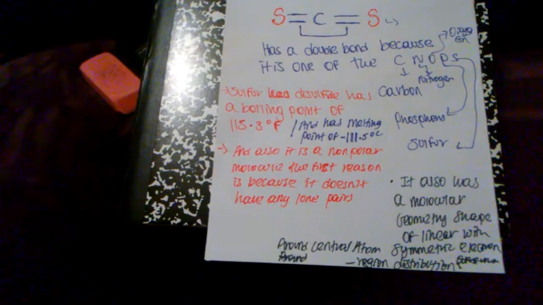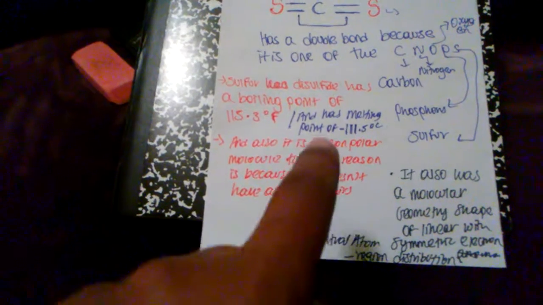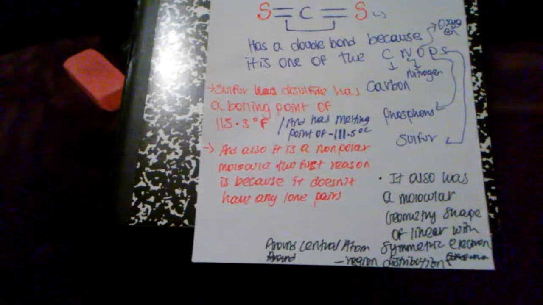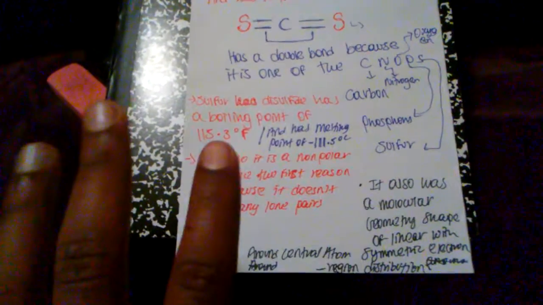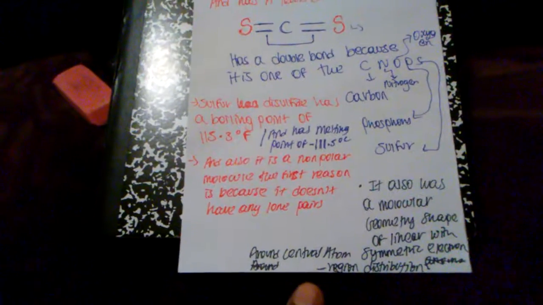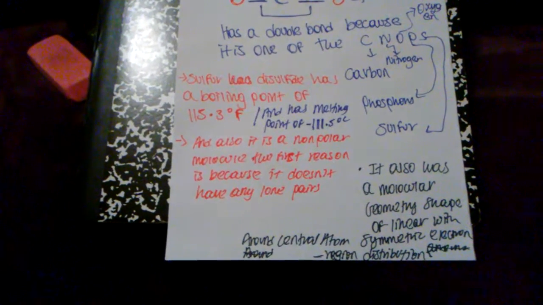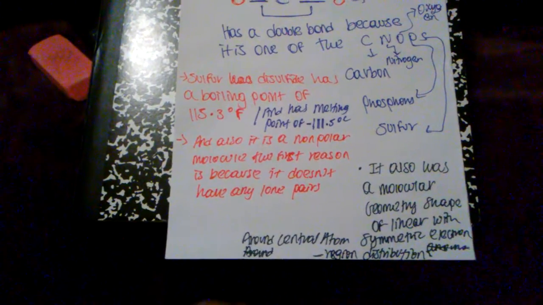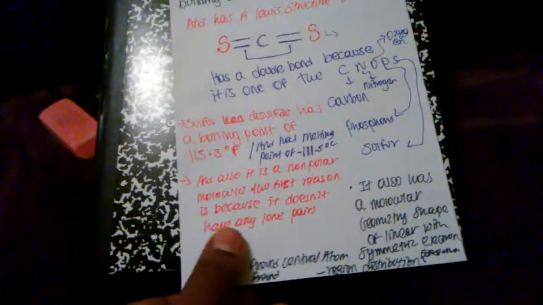Carbon disulfide has a boiling point of 115.3 degrees Fahrenheit and a melting point of negative 111.5 degrees Celsius. And it's also, as I said, a non-polar molecule. The first reason is that it doesn't have any lone pairs, and it also has a molecular geometry of linear, with a symmetric electron distribution around the central atom. Okay, so this is the main presentation of my element.